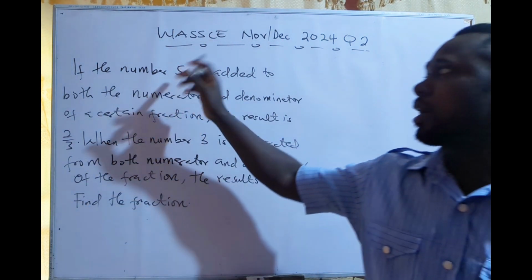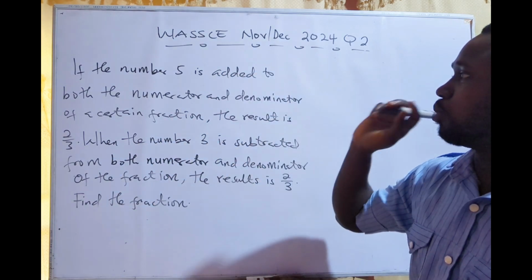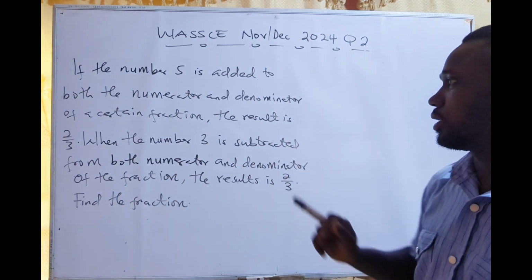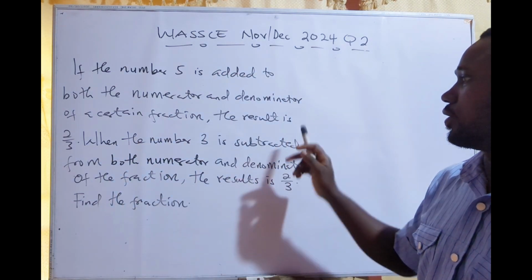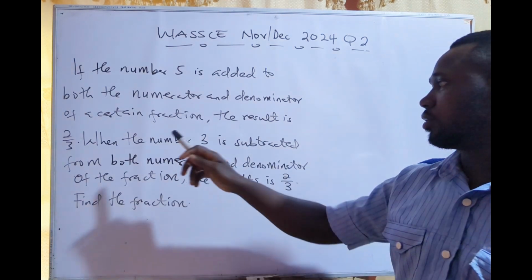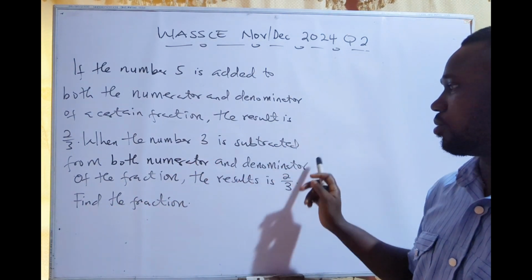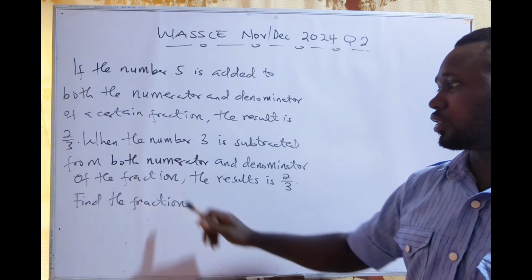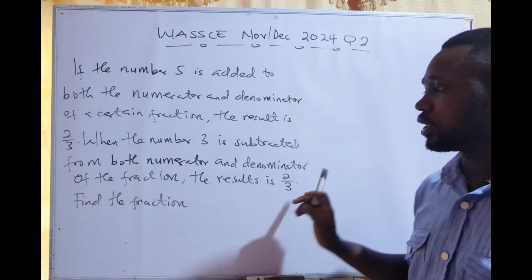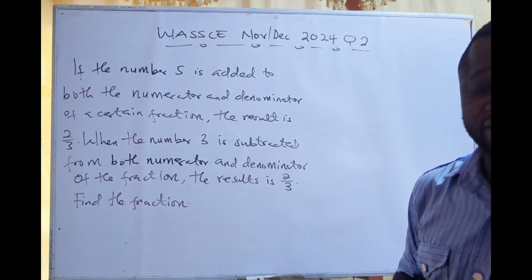It says if a number 5 is added to both the numerator and denominator of a certain fraction, the result is 2/3. When the number 3 is subtracted from both the numerator and the denominator of the fraction, the result is 2/5. Find the fraction.